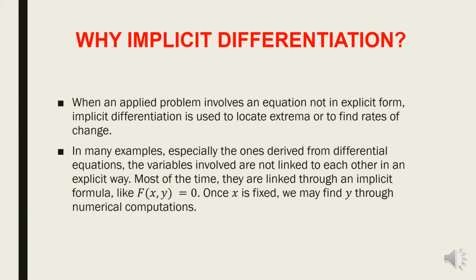Why? We use implicit differentiation when an applied problem involves an equation not in explicit form. Implicit differentiation is used to locate extrema or to find rates of change. In many examples, especially the ones derived from differential equations, the variables involved are not linked to each other in an explicit way. Most of the time, they are linked through an implicit formula like f of x, y is equal to 0. Once x is fixed, we may find y through numerical computation.